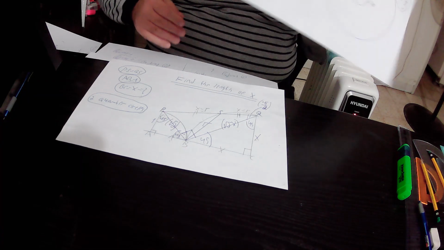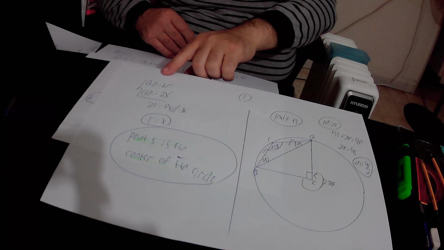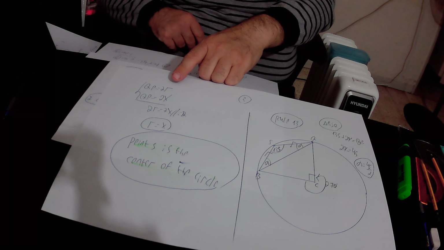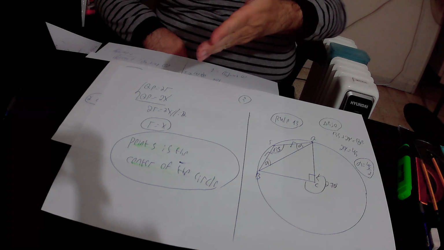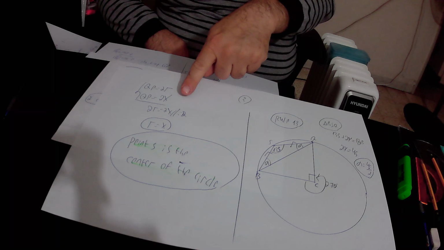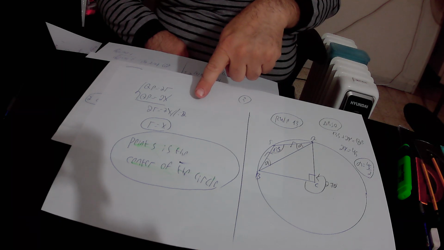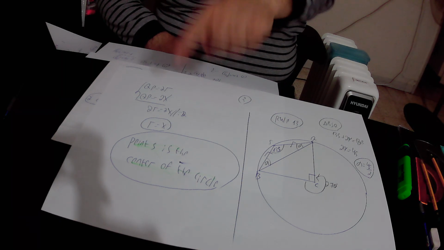Repeat again. From one side, QP equals 2r. From the other side, QP equals 2x. From those two equations, we derive that 2r equals 2x. We divided this equation by 2 and finally found out that r equals x.